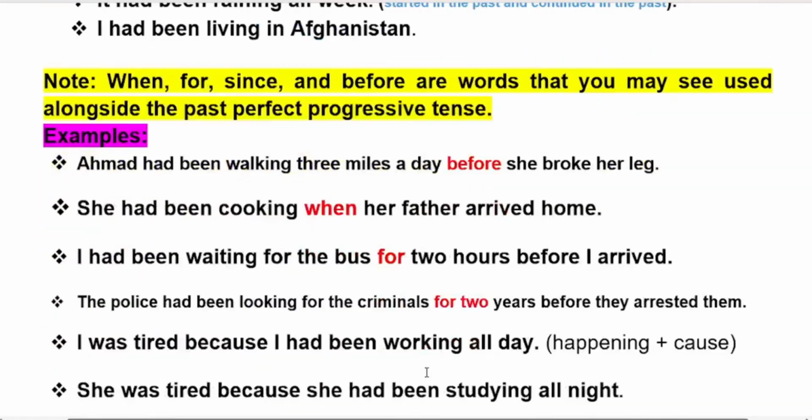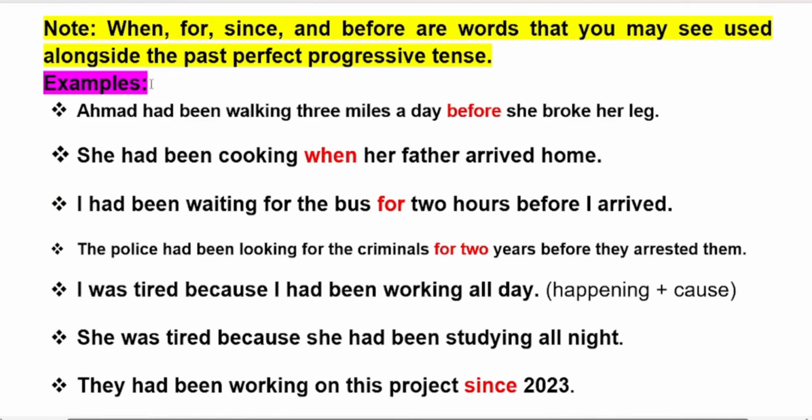So look at the note. When, for, since, and before are words that you may see used alongside the past perfect progressive tense.